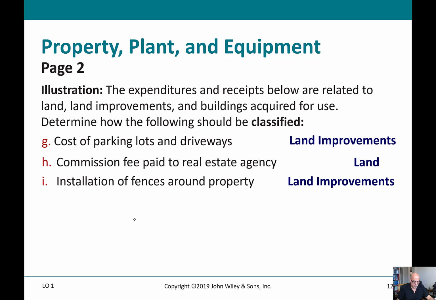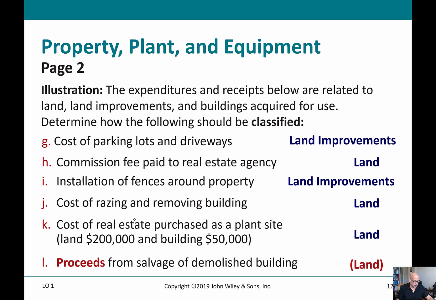Okay, coming over, I'm going to go ahead and just see that we don't need to create any mystery here. Driveway, land improvement. Commission fee paid to the real estate agency that found us that land, part of the cost of the land. Fences, land improvements. Cost of razing, tearing down the old building, part of the cost of the land. Cost of real estate purchase as part of the plant site, land and building. I'm not sure why they're specifically calling that out here as land. Well, if we're going to tear down the building, then yeah, the entire purchase price of $250,000, I guess in this case, would be attributed to the land if we're going to tear down the building.